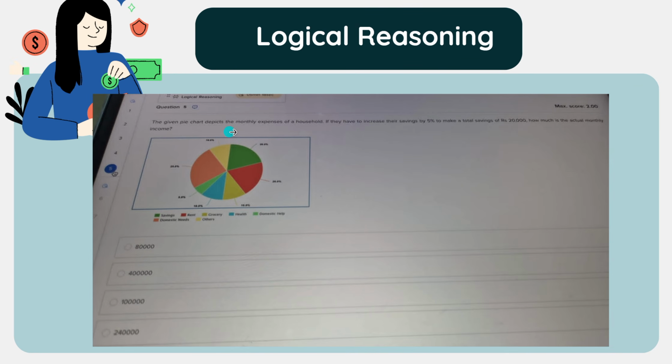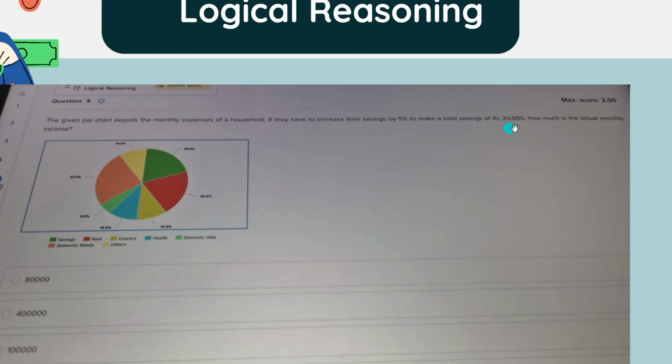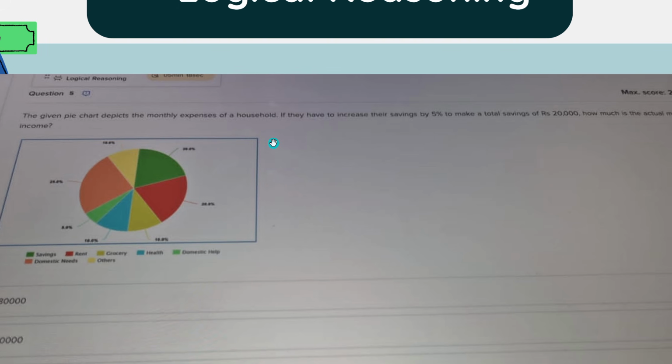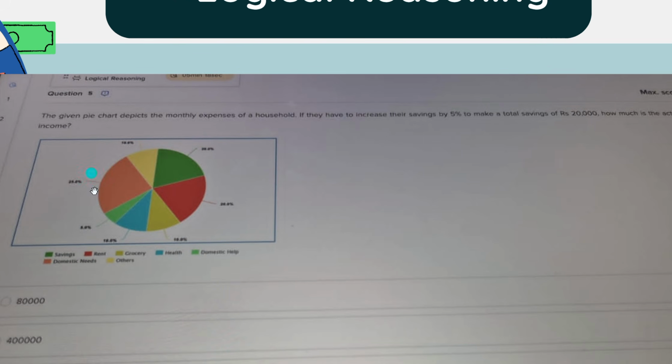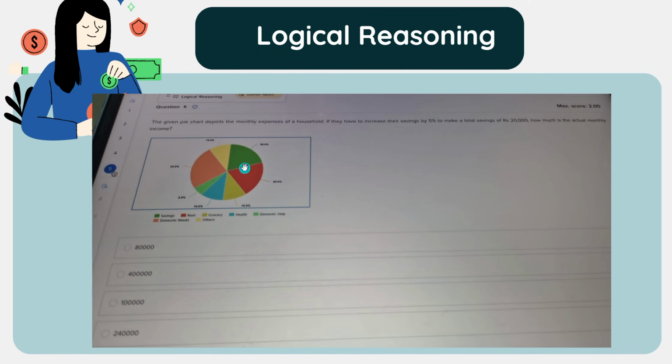And the given pie chart depicts the monthly expenses of a household. If they have to increase their savings by 5% to make a total savings of Rs 20,000, what is the current actual monthly income? Okay, I hope you can see the question. If you want, take a screenshot, okay? And this is the given pie chart. I can't take the picture clearly, so in this way you are going to get the question. So you have to be prepared for this type of questions.